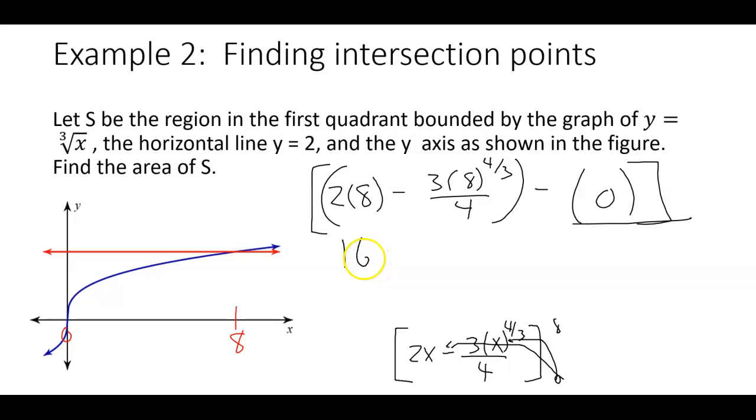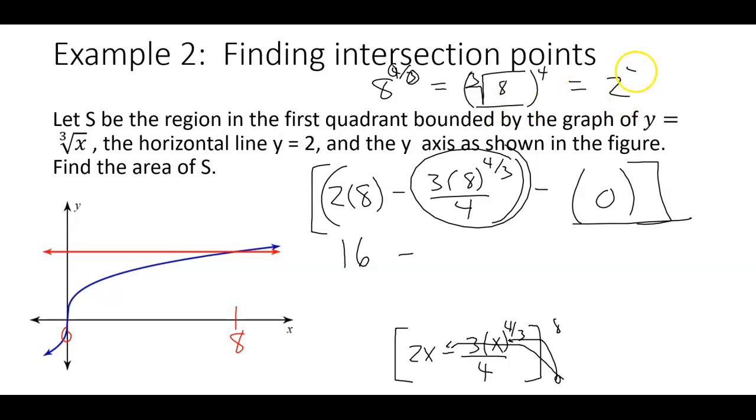So 2 times 8 is 16. And now we're going to have trouble here probably, so let's talk about how to simplify that. First of all, we have 8 to the 4/3, and that can be rewritten as the cube root of 8 to the 4th power. The bottom number of the fraction represents the root. The top number represents the power. The cube root of 8 is 2, and 2 to the 4th power is 16.